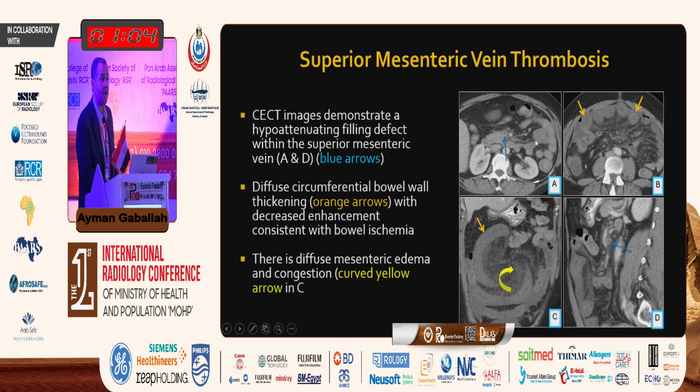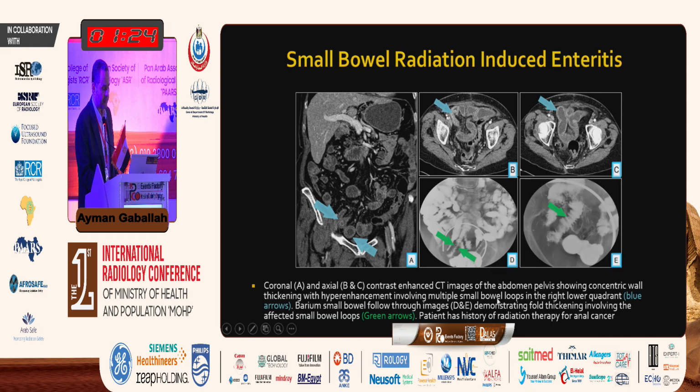Superior mesenteric artery or vein thrombosis, like in this case, you can see the thrombus in the superior mesenteric vein, diffuse wall thickening in the bowel, significant edema in the surrounding mesentery, and hopefully you can appreciate the hypo-enhancement in the affected small bowel. This was a case of superior mesenteric vein thrombosis with bowel ischemia as well.